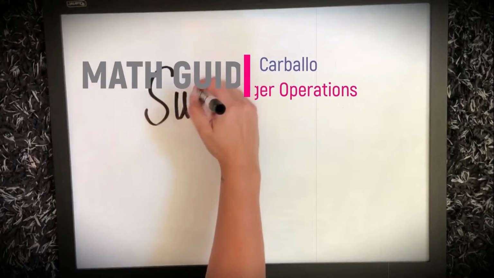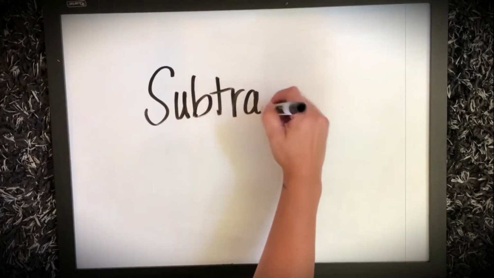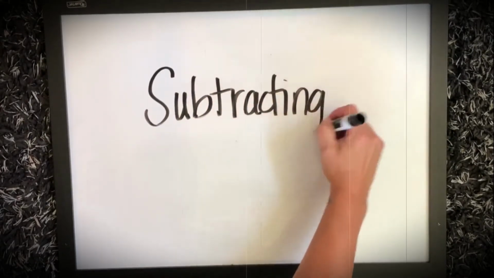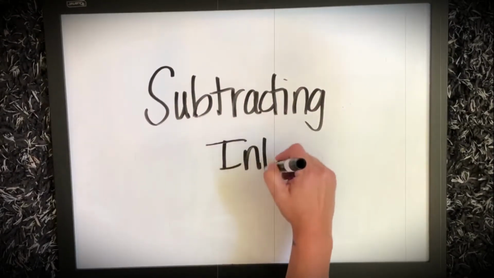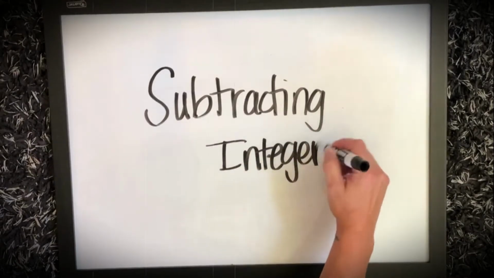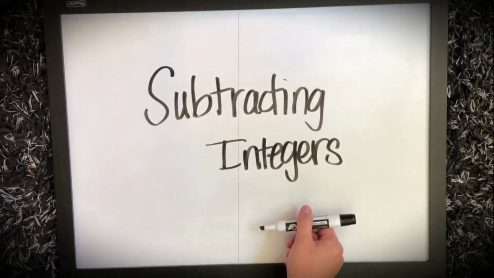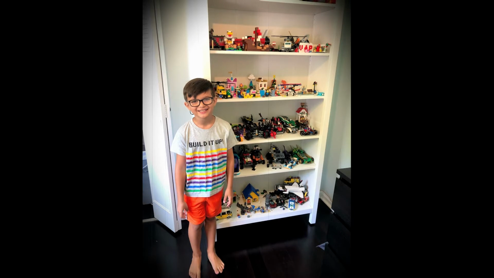Carballo, and this part of the integer review will focus on subtracting integers. Up until now, you have only subtracted positive numbers from each other, and the first number was always bigger than the second number. But what happens when you subtract negative numbers?